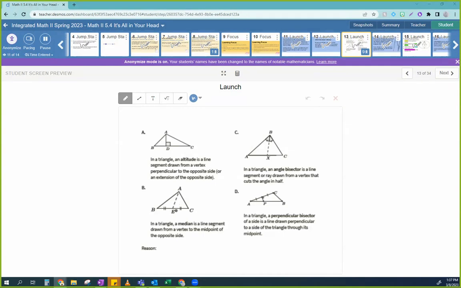Vertex to midpoint. Lastly, a perpendicular bisector of a side. We already know what a perpendicular bisector is. Now, if you attach a triangle to it, then you're just perpendicularly bisecting one of the sides of a triangle. All righty. Each of these is very important. I will be going over these names again and again so that they're in your head and not just on our screen.